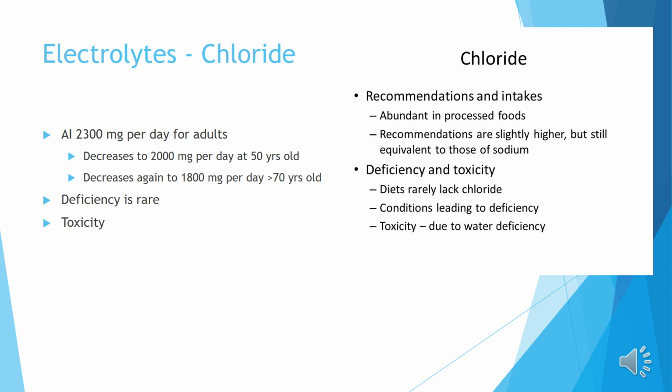We recommend 2,300 milligrams per day for adults. When you hit 50 years old, it decreases to 2,000 milligrams per day. And when you get to 70, we decrease it one more time to 1,800 milligrams per day. Just like sodium and potassium, you can have a deficiency with chloride, but it's very, very rare. And it's normally related back to having a sodium deficiency because they're connected. It would be the same type of circumstances that you might have a sodium deficiency from.